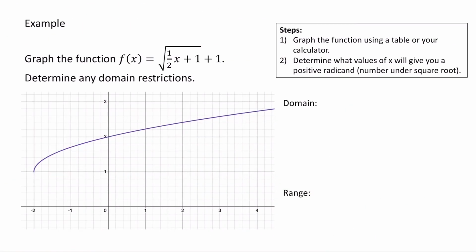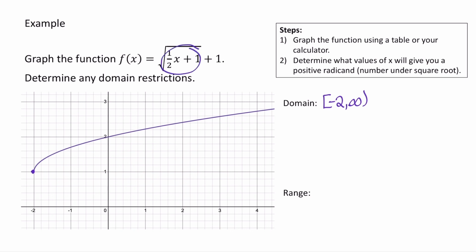So here's the graph. If you did it on Desmos, you should get this graph. So let's figure out the domain. You can see from the graph that it's going to go from -2 and then increase from there. So we could say -2 to infinity. You can also figure this out using the domain restrictions.